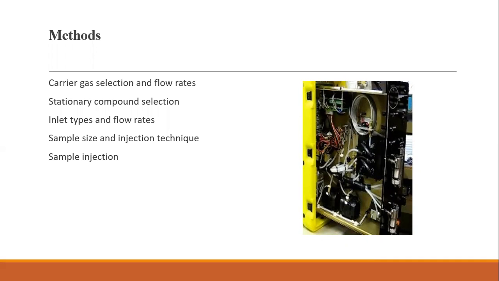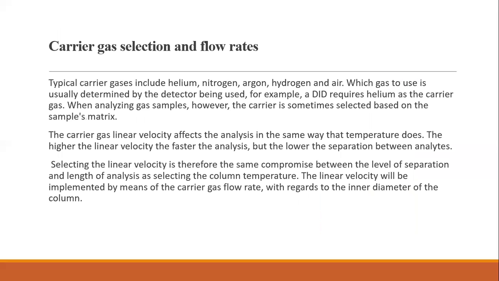So here comes some explanation of these methods. First is carrier gas selection and flow rates. Typical carrier gases include helium, nitrogen, argon, hydrogen, and air. Which gas to use is usually determined by the detector being used. For example, a detector may require helium as a carrier gas when analyzing gas samples. However, the carrier is sometimes selected based on the sample's matrix.